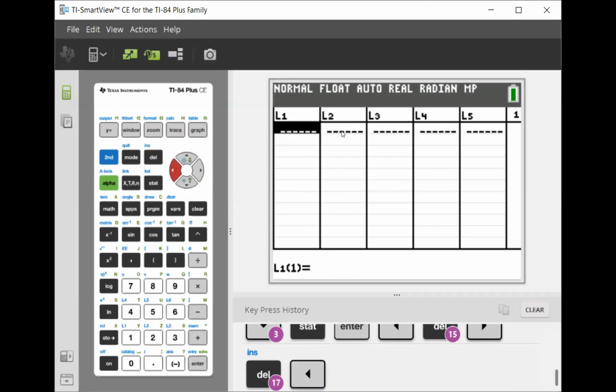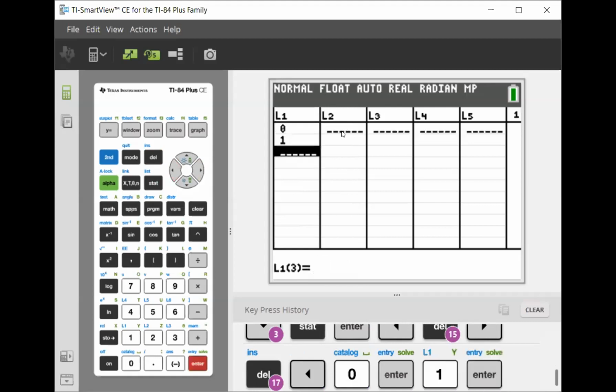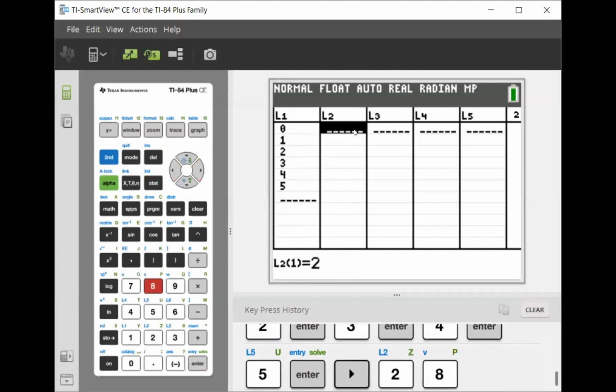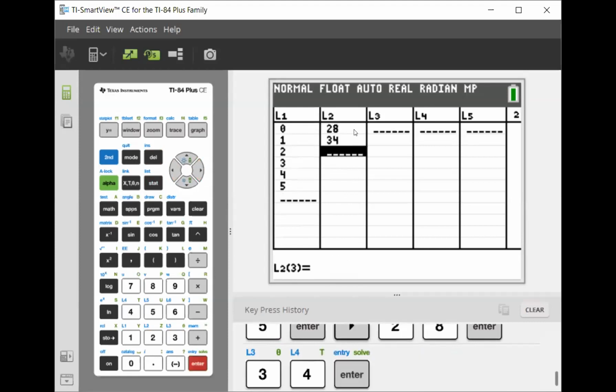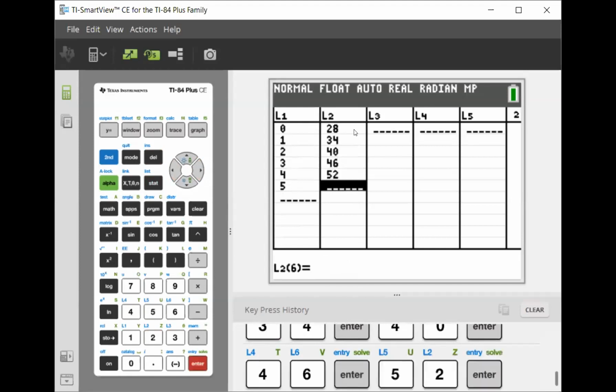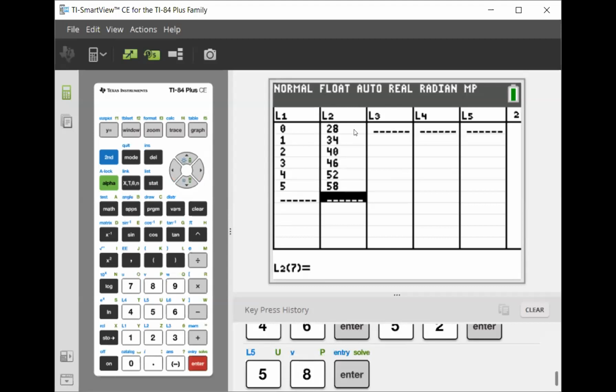Okay. So my X values were 0, enter, 1, enter, 2, enter, 3, enter, 4, and 5. My Y values correspond to X values, so you have to keep the order: 28, 34, 40, 46, 52, and 58. As you can see, I have 6 pairs of numbers, L1 representing my X values, L2 representing my Y values.